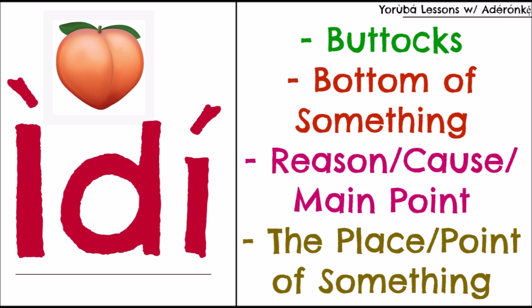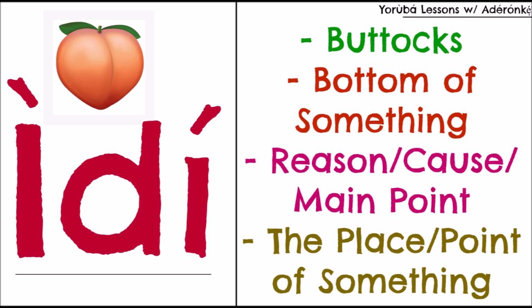So when you say idi, you could be referring to the physical buttocks. Idi. It could be the bottom of something. Idi as well. Domi, idi. The reason that I'm doing domi, my one-on-one students, at least the ones that this applies to, would understand. I'm trying to help you remember the tone marks and their importance for reading. Domi, idi. So it could be the buttocks, it could be the bottom of something, it could be the reason or cause or main point.